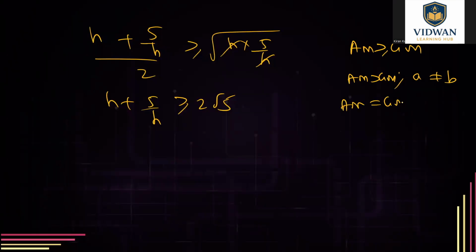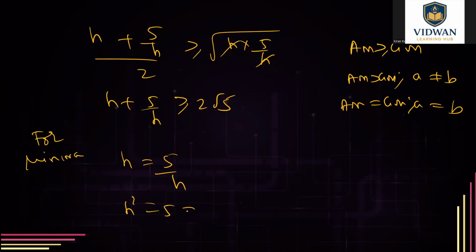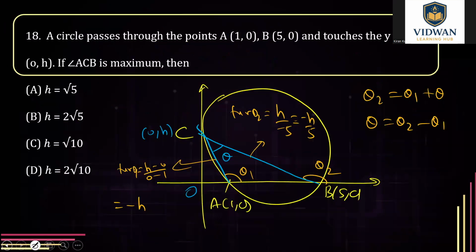So when are you getting the minimum? When you are taking equal to. And when will equal to happen? When h equals 5 by h. So for minima, what is the criterion? h equals 5 by h, so h square equals 5. And since the point is above the origin, you can't take negative. So h equals root 5. So A is the answer.